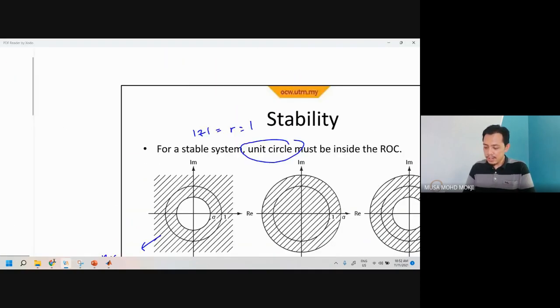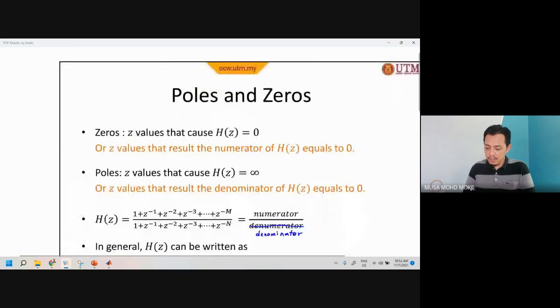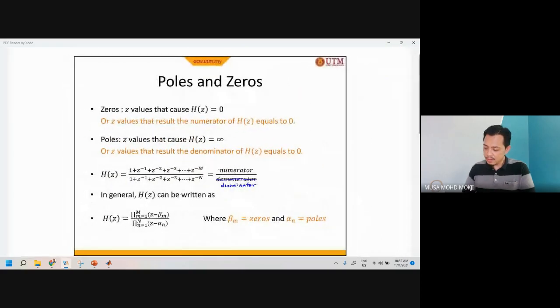Okay, so we will cover just a little bit. Hopefully we can do that in 10 minutes, or maybe 8 minutes. So this is another topic in the Z transform: poles and zeros. What are zeros? Zeros are the Z values that cause H(z) equals 0. Poles are the Z values that cause H(z) equals infinity.